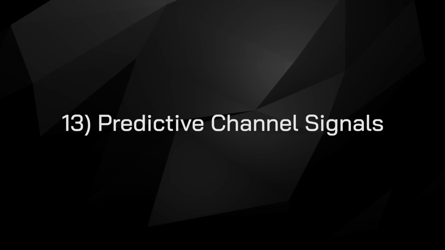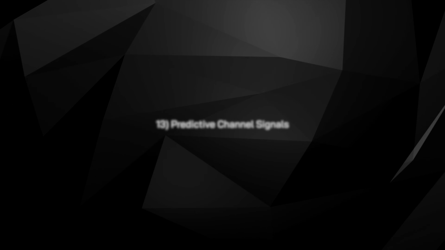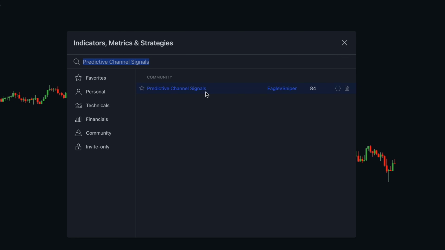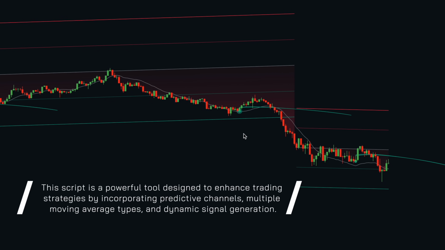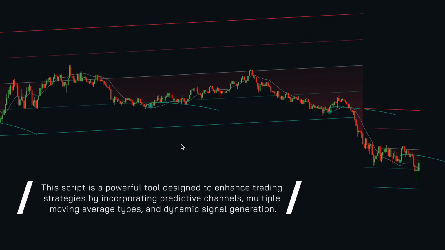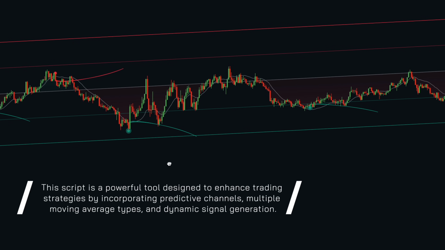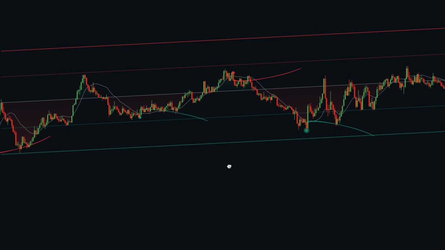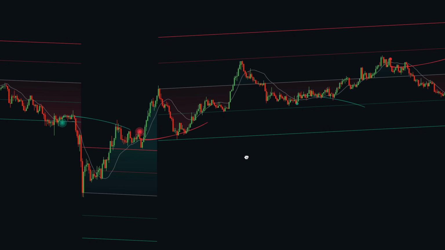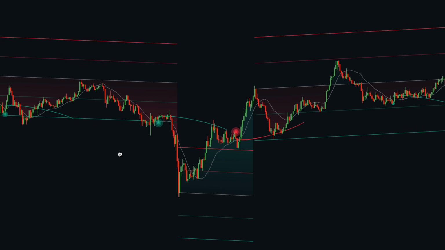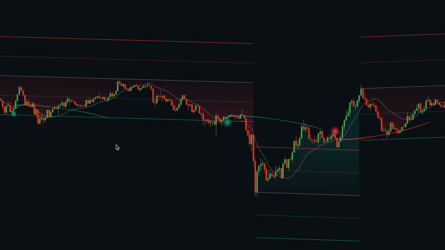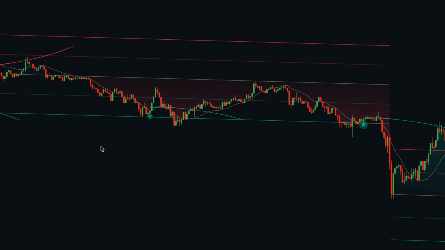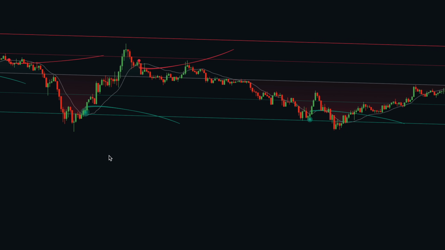Next up on our list is the Predictive Channel Signals Indicator by Eagle V Sniper. This script is a powerful tool designed to enhance trading strategies by incorporating predictive channels, multiple moving average types, and dynamic signal generation. The script is meticulously crafted for traders who seek to identify potential support and resistance levels, anticipate market reversals, and optimize entry and exit points through advanced technical analysis.